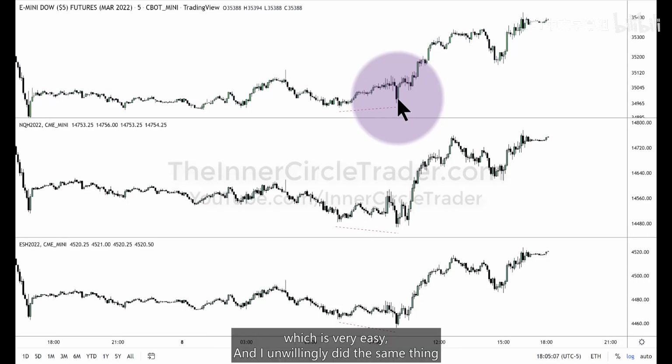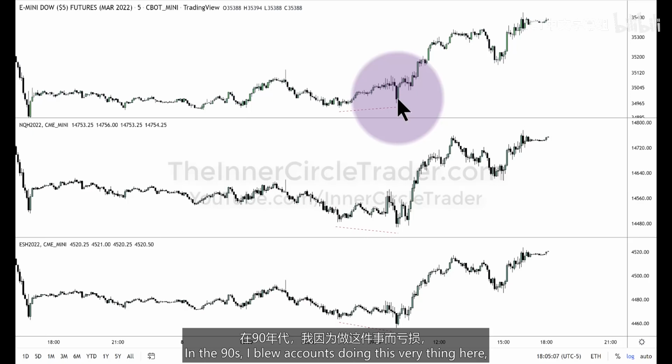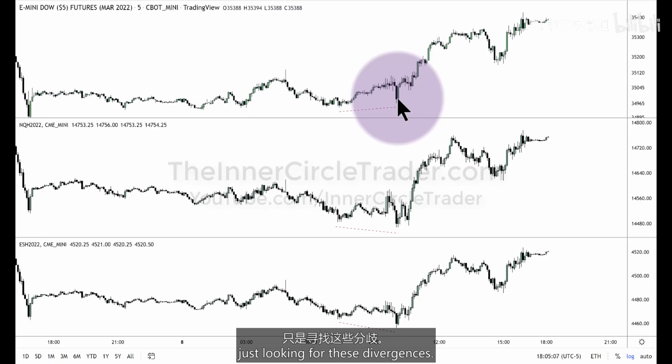And I unwillingly did the same thing when I first started observing it. I'm like, well, I don't need to do anything else. I'll just look for this. And it didn't work out well. Okay, I blew accounts. Yes, I'm not ashamed to say it. In the 90s, I blew accounts doing this very thing here, just looking for these divergences.